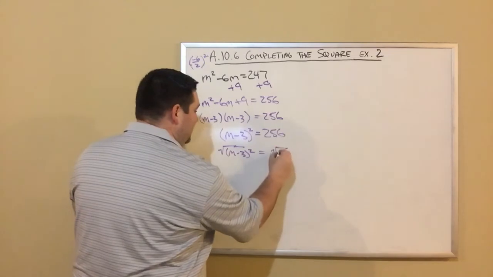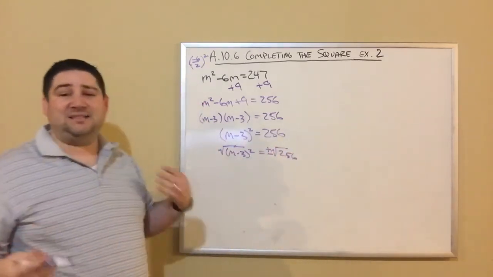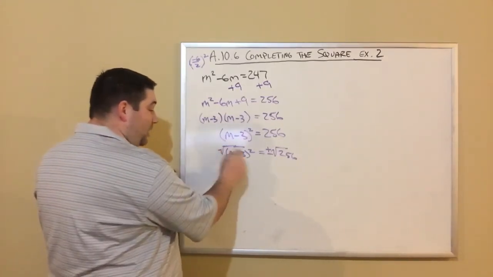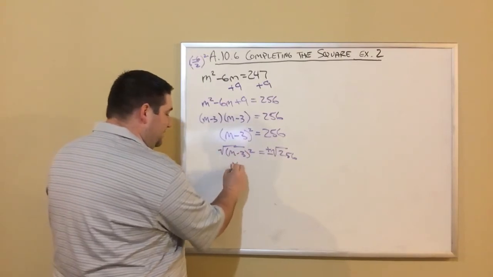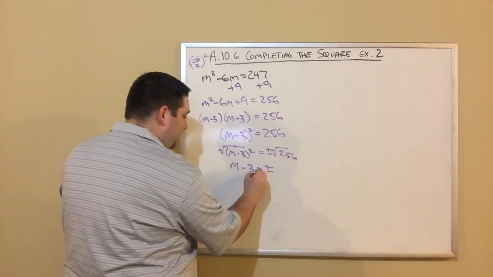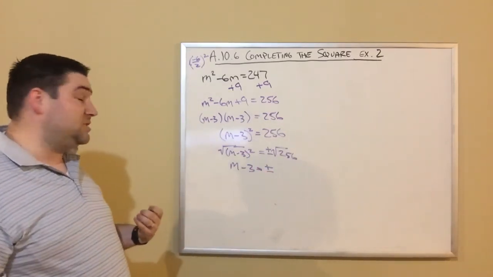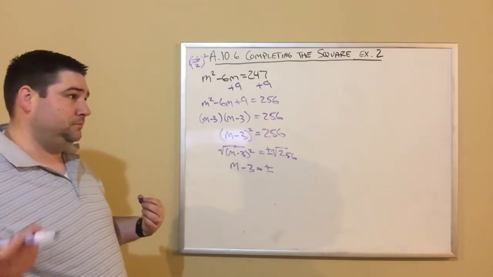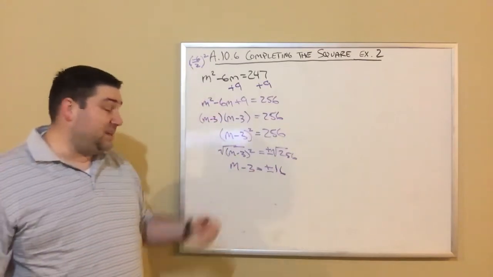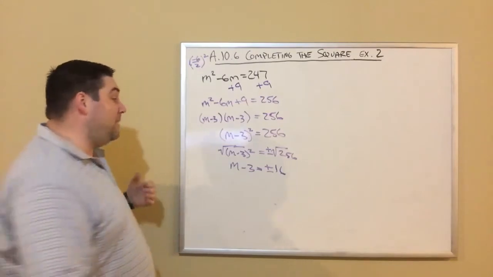And remember, when you take the square root of this side, it's going to be plus or minus. It's going to be positive or negative. So it's going to be plus or minus the square root of 256. Then the square root and the squared cancel out. Now this is just going to be m minus 3, and this is going to equal plus or minus the square root of 256. This actually comes out even. The square root of 256 is 16. So I actually don't need the approximate here because I got a whole number. I got 16. So m minus 3 equals plus or minus 16.